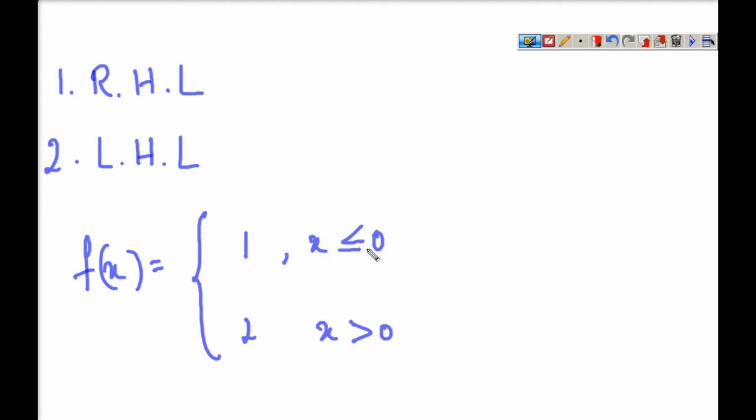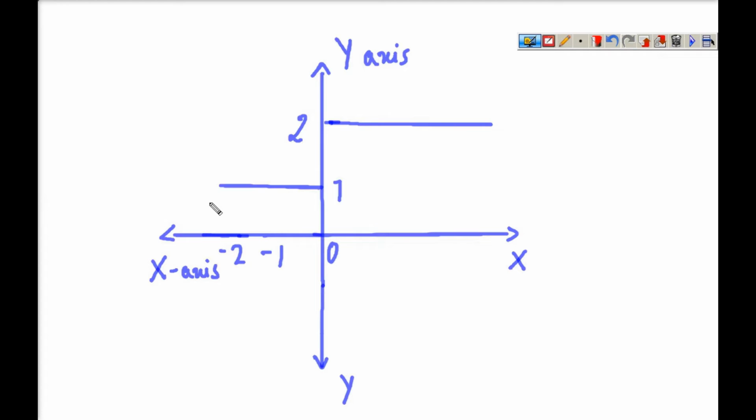That means if I come from the left hand side, the expected value of the function will be 1. But if I approach 0 from the right hand side, while still greater than 0, the value of the function will be 2. Let's understand this concept from the given graph. Here we can see the value of the function is 1 for any number less than or equal to 0. So for any number till minus infinity, it will be 1.